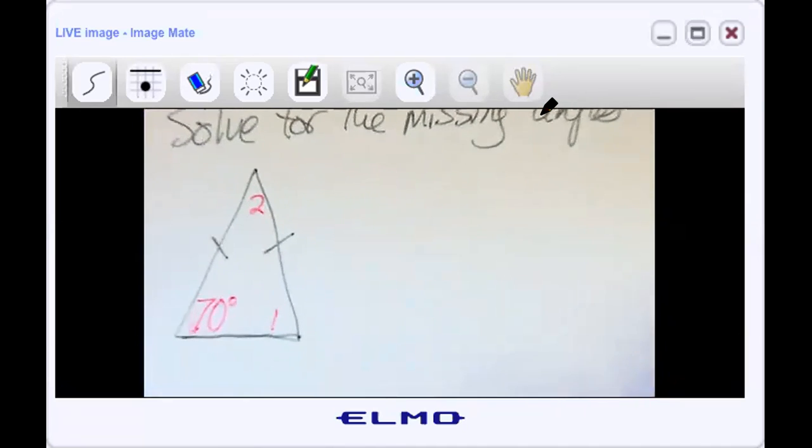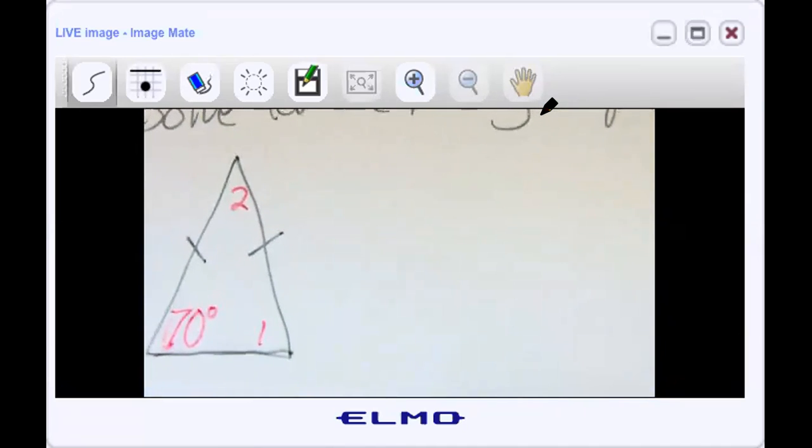Take a minute. I'm going to zoom in a bit. Find me the measures of angles 1 and 2. All I'm giving you is that 70-degree angle. How are you going to find the others? Who's got an answer for angle 1? Yes, 70. Thank you.